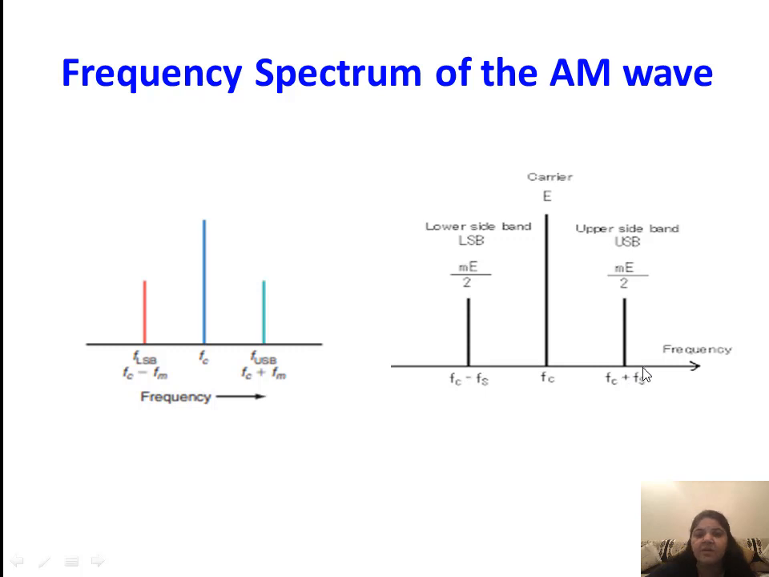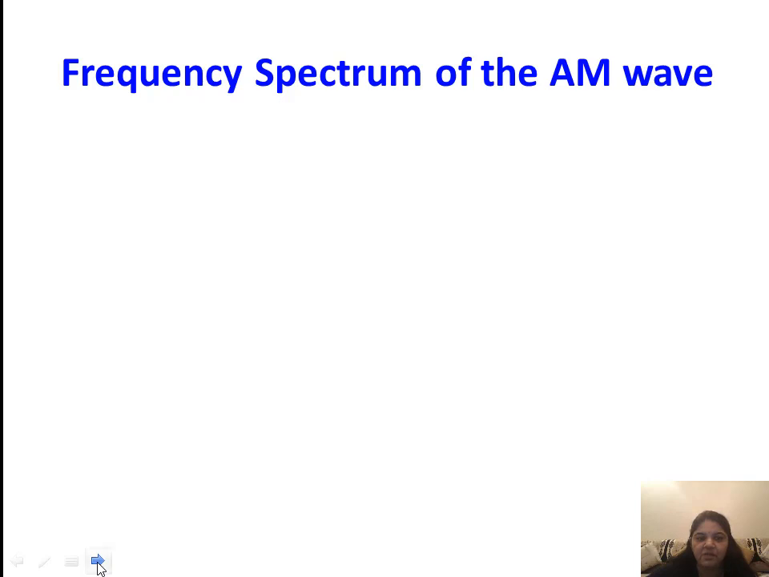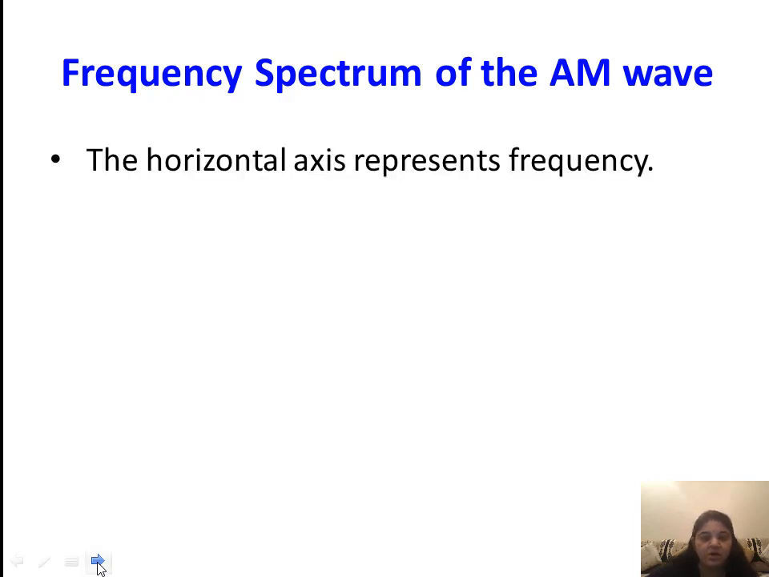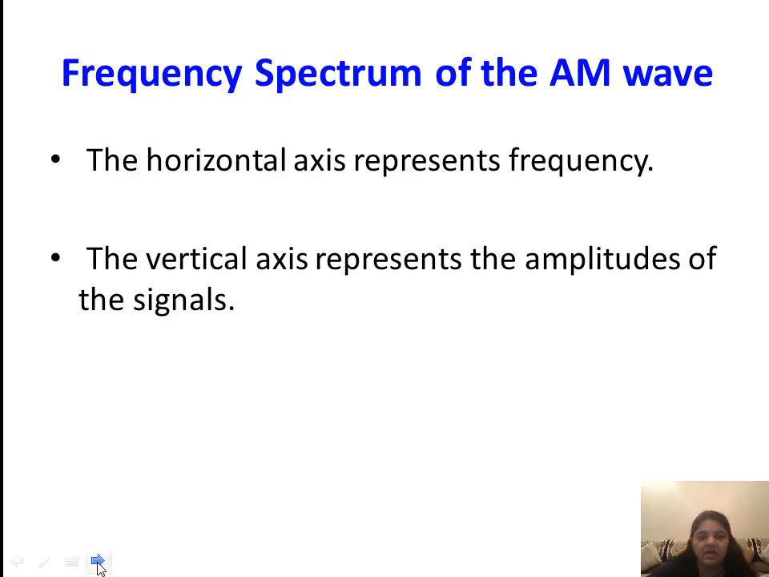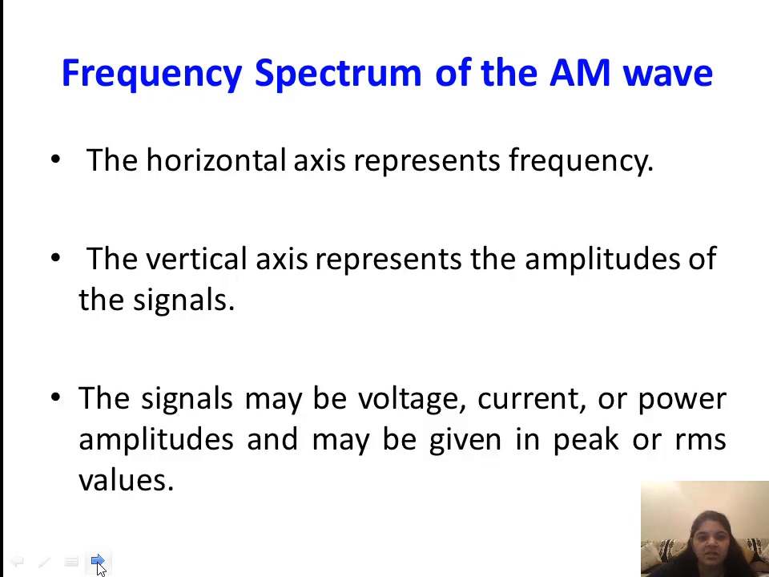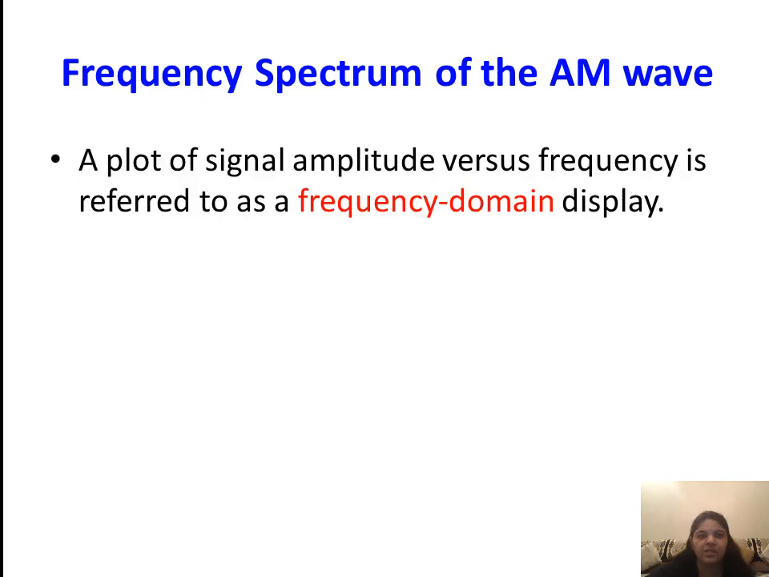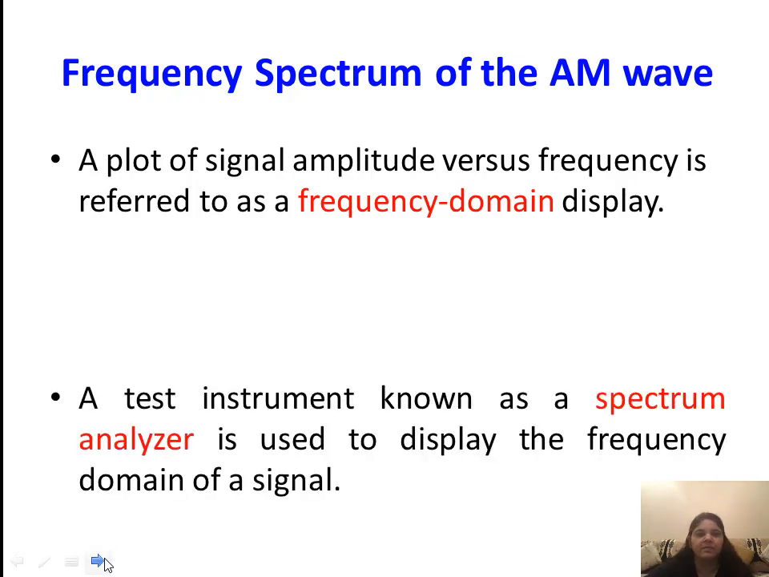The horizontal axis represents the frequency. The vertical axis represents the amplitude of the spectrum. The signals may be voltage, current or power amplitude and may be given in peak or RMS value. A plot of signal amplitude versus frequency is referred to as a frequency domain display. A test instrument known as the spectrum analyzer is used to display the frequency domain of the signal.